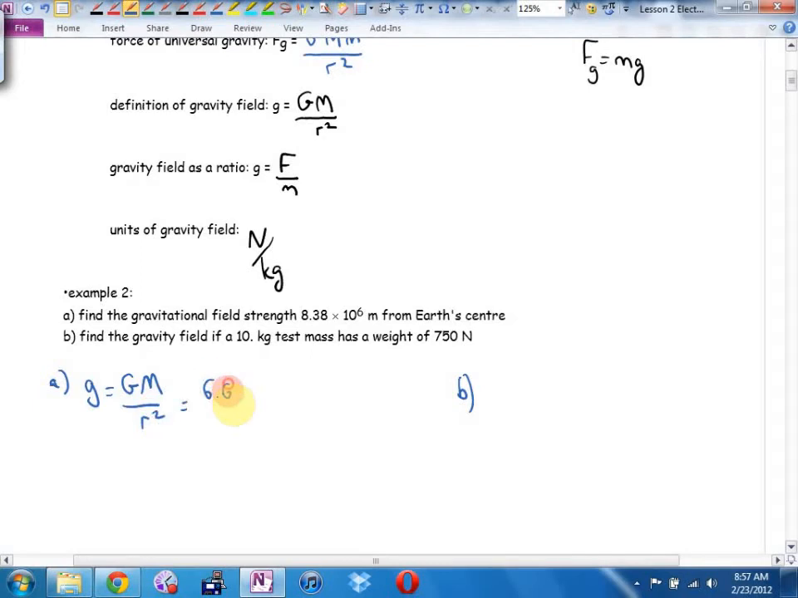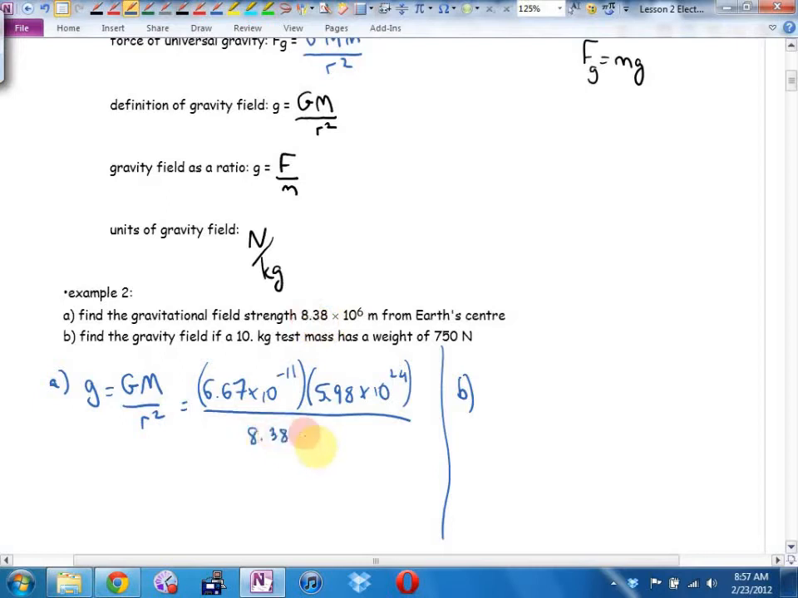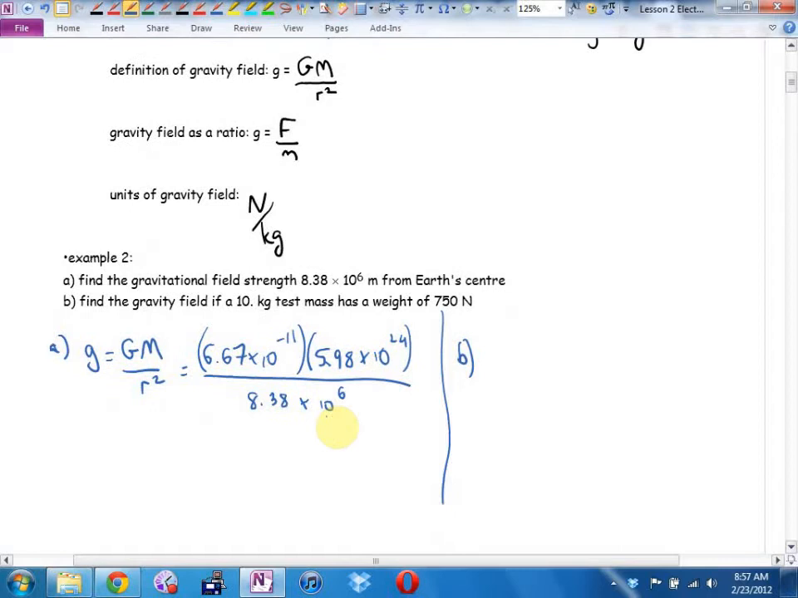It's going to be 6.67 times 10 to the negative 11, mass of the Earth, divided by, not the radius of the Earth, but how far we are with the location that we're at, which is, according to this question, 8.38 times 10 to the 6. About 2,000 kilometers up. How strong is gravity about 2,000 kilometers up? Sorry, how strong is the gravitational field? Not 9.8, a little bit less. What do you get? Also good calculator practice, boys and girls.